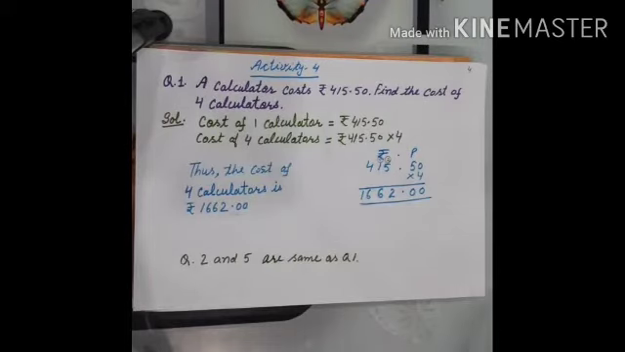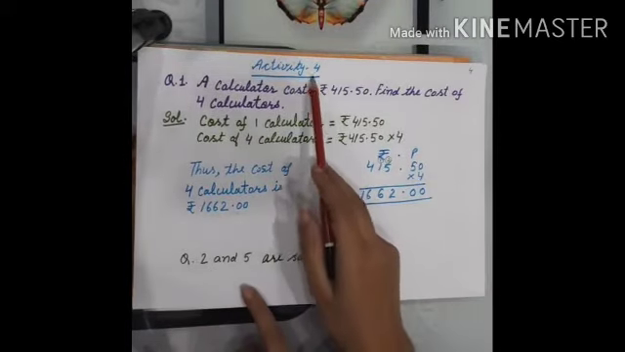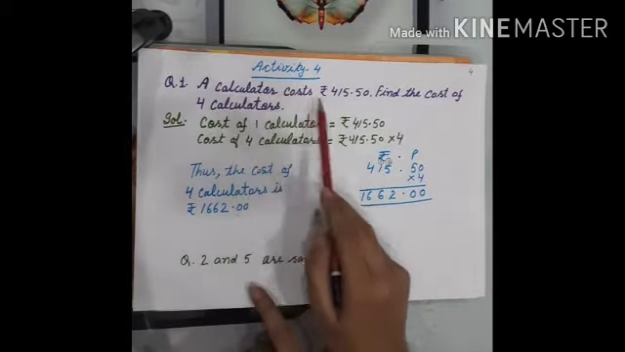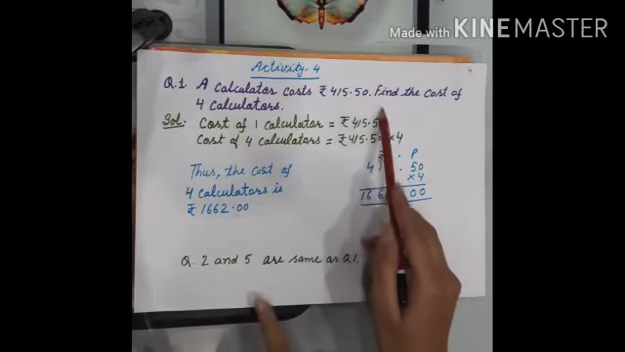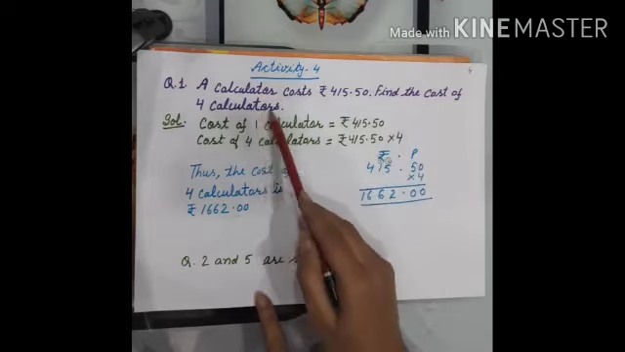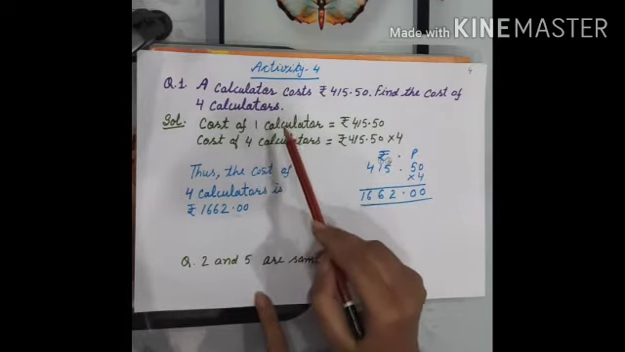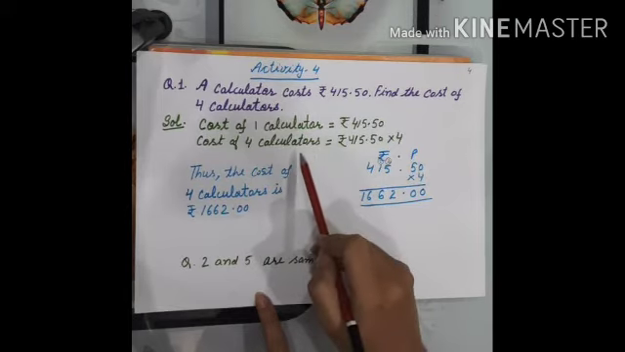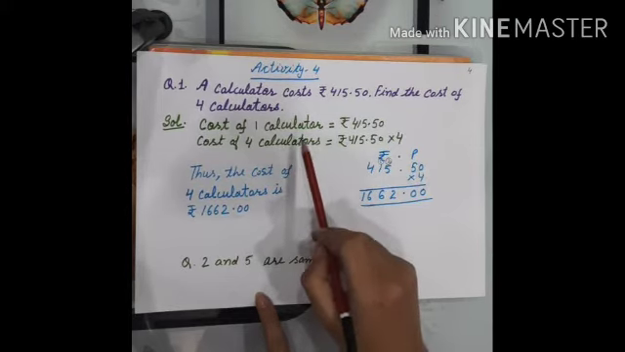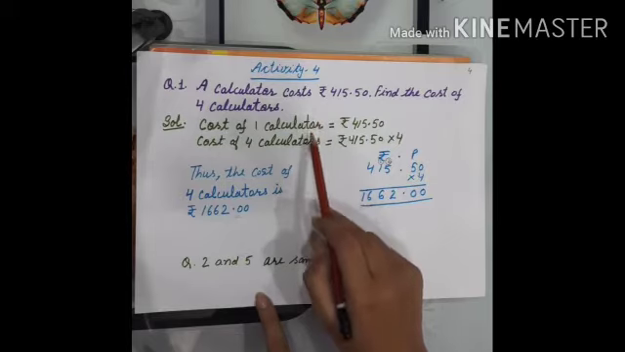Now activity 4. Question 1. A calculator costs rupees 415 and 50 paise. Find the cost of 4 calculators. Value of one calculator is given. Find the value of 4 calculators. To find the value of more things, we should multiply.